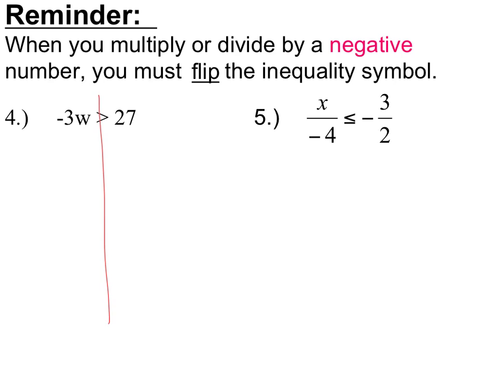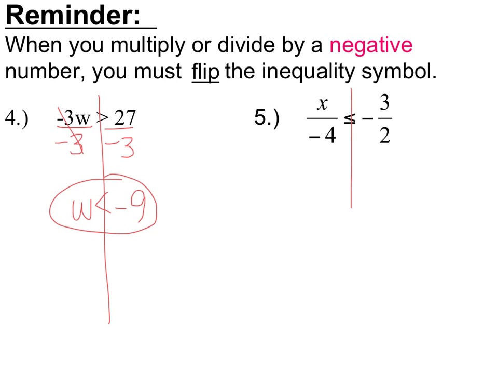Number 4, you're going to go ahead and divide both sides by negative 3, which will flip your inequality symbol, so we get w is less than negative 9. And number 5, you're going to multiply both sides by negative 4, which will flip your inequality, so we turn to greater than or equal to. And this is a negative fraction times another negative, and I can actually reduce my 2 and my 4, and I end up with 6.